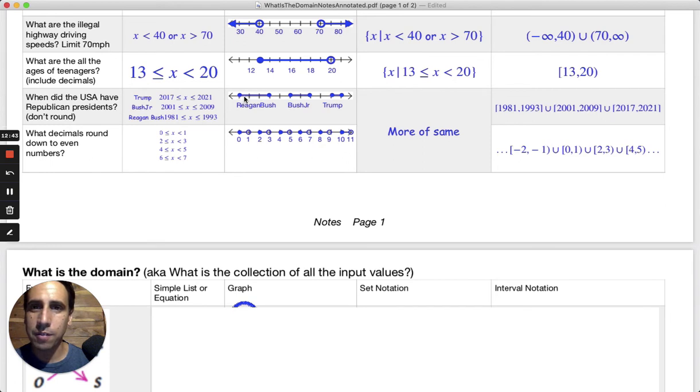If you were to graph it, it might look like this. And you can see in between Bush and Bush Jr., that was Clinton. In between Bush Jr. and Trump, that was Obama. And after Trump, that's Biden. And before Reagan, that was Carter. So these not highlighted parts are the Democratic presidents we've had, and there it is.